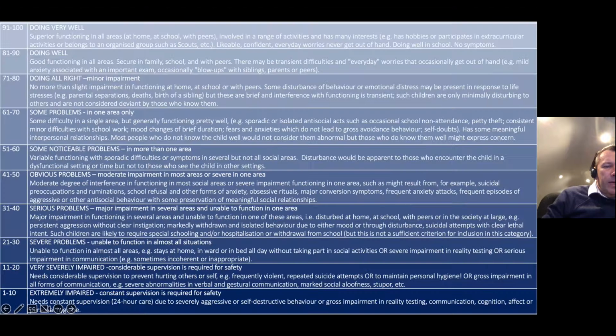And then I would read this detailed description. Major impairment in several areas, unable to function in one. And go ahead and read that description. I think it's probably towards the lower end of that, but not right at the bottom. So I'd probably go something like 33.